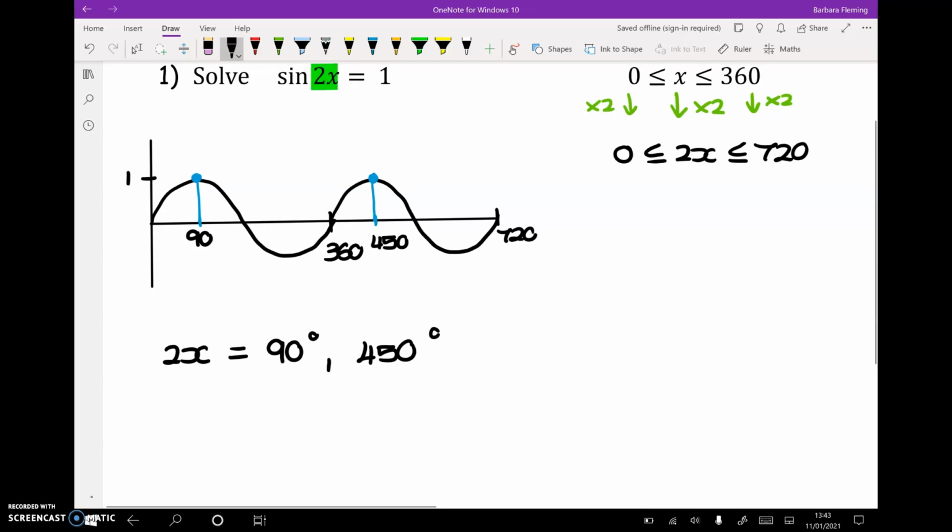But we don't want to know what 2x is, we want to know what x is. So we reverse our process by dividing by 2, and what I do to one, I do to all the others. So 90 divided by 2 is going to give us 45 degrees, and 450 divided by 2 is going to give us 225 degrees. So those are our two answers for question 1. You could type that into your calculator to see that it works. If you type in sine of 2 times 45, so sine of 90, it's going to give you 1, and sine of 2 times 225, or sine of 450, also gives you 1. So you can use your calculator to check.